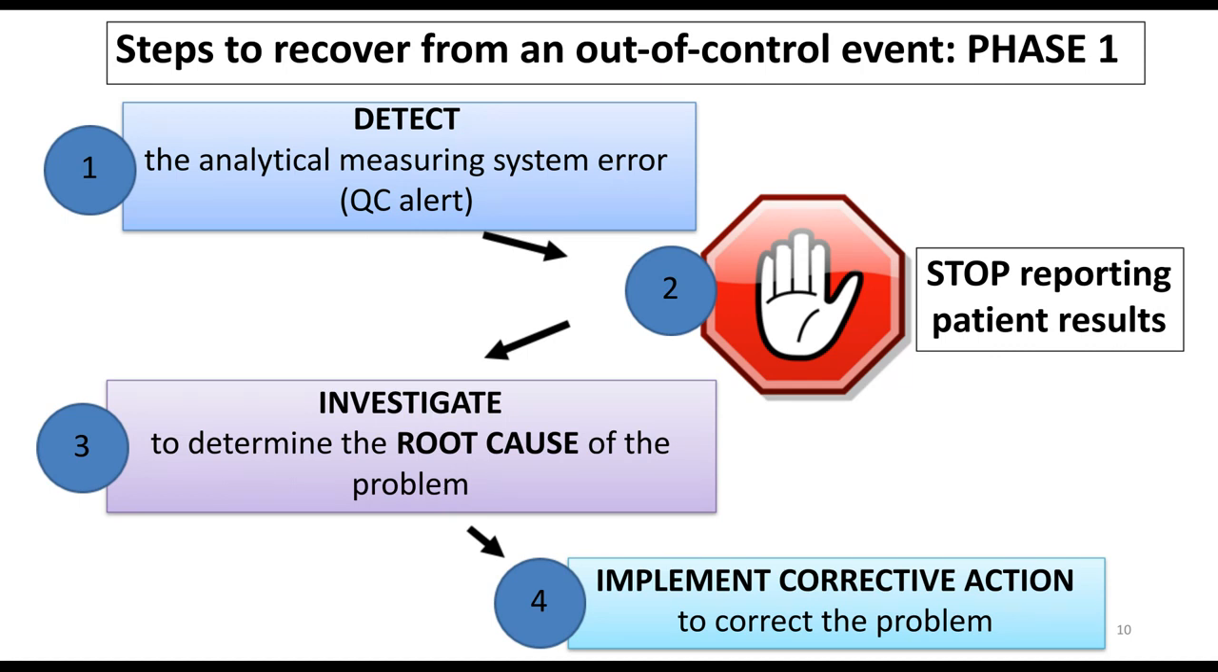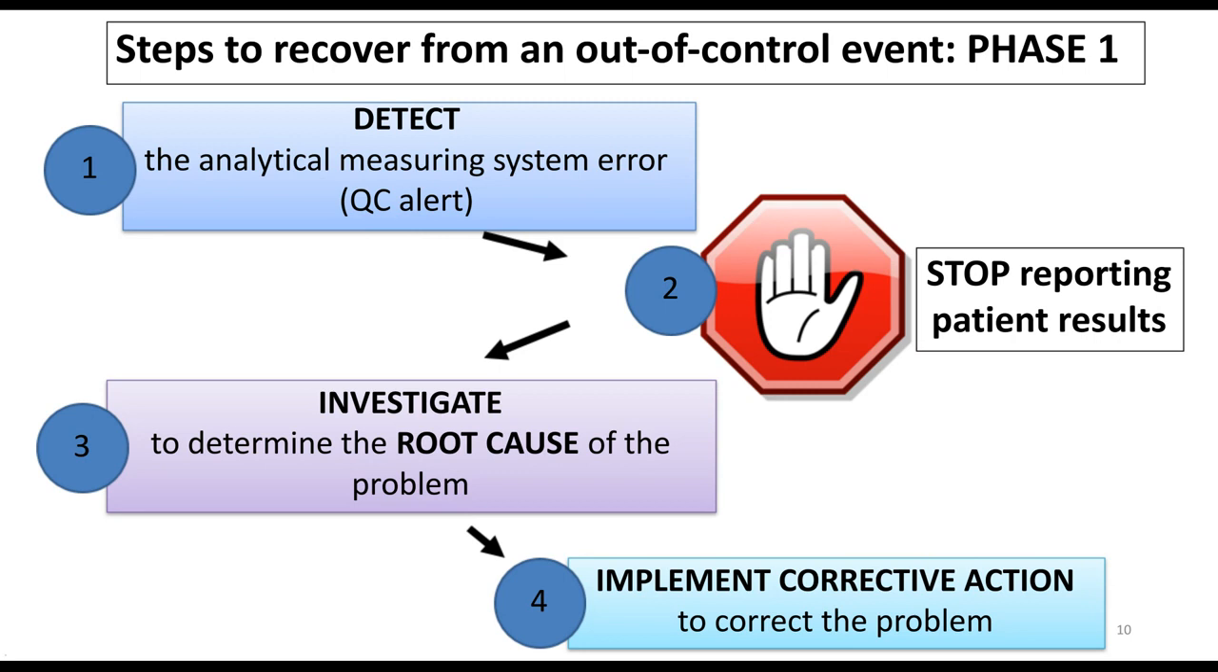Once a QC alert is received, the first thing the technologist should do is immediately stop reporting patient results. The QC alert means that there is potentially an error in the analytical measurement system that could cause harm to patients. Therefore, reporting must be stopped and the issue needs to be investigated.